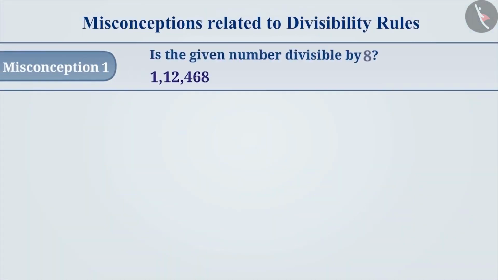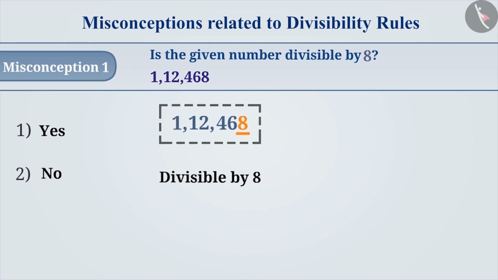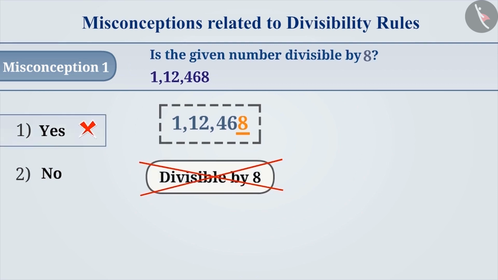First one. Is 1,12,468 divisible by 8? Sometimes, the divisibility of a number by another number is determined by considering only the last digit of that number. Since the last digit of the given number is 8, it is considered to be divisible by 8. And option 1 is an incorrect answer.